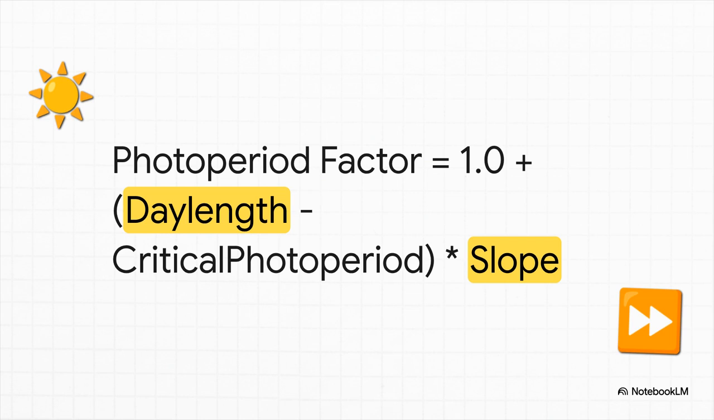First up, the photoperiod factor. Lettuce is what's known as a long day plant. So what that means is, once the amount of daylight crosses a certain critical threshold, its development literally speeds up. It's a biological signal screaming, "Summer's here!" And as we're about to see, that can be a real double-edged sword.